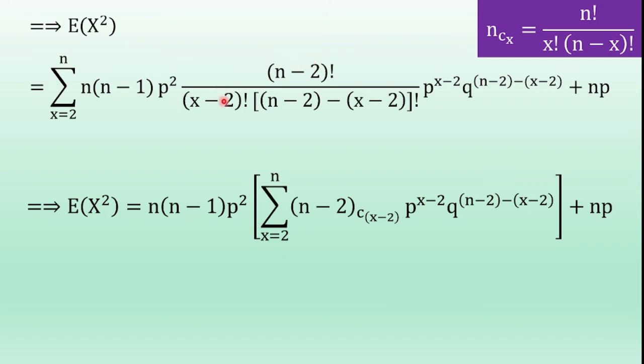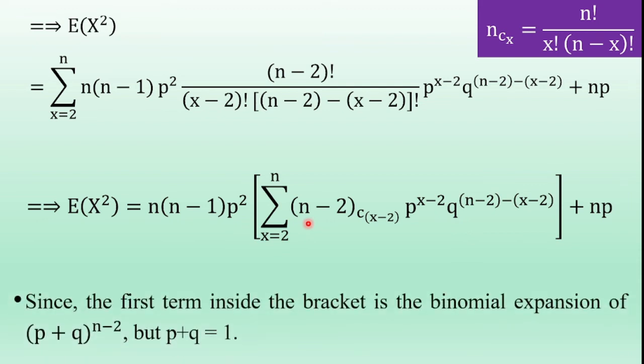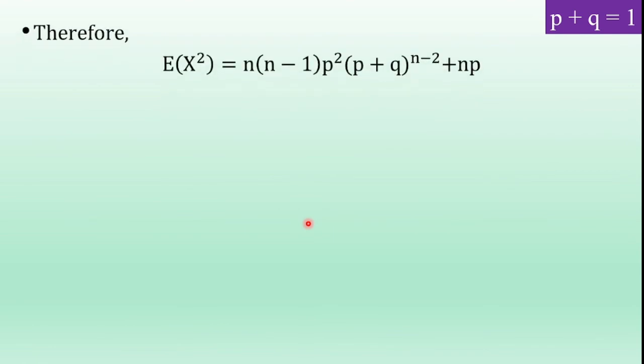So n into n minus 1 into p square is written before the summation, sigma x is equal to 2 to n. This term is the expansion of n minus 2 C x minus 2 p power x minus 2 into q power n minus 2 minus of x minus 2, plus np. Using binomial expansion, the term within the bracket is p plus q whole to the power of n minus 2. Therefore, expectation of x square is equal to n into n minus 1 into p square, with the bracket term p plus q whole to the power of n minus 2, plus np.